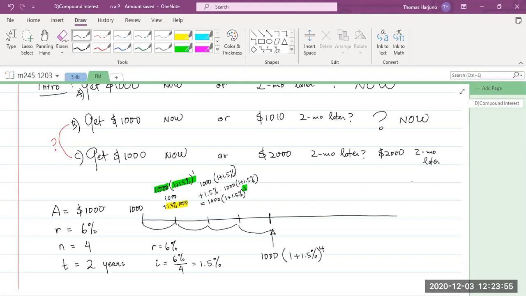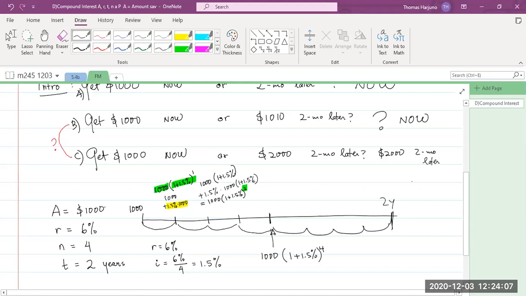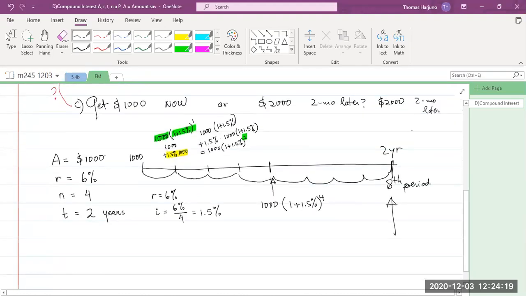Now in 2 years, how many times you jump? In 2 years, you will jump 8 times. Right? 2 years, you will have 8 periods. So the amount of money you have at the end of 2 years will be originally $1,000 times 1 plus 1.5% to the power of 8.